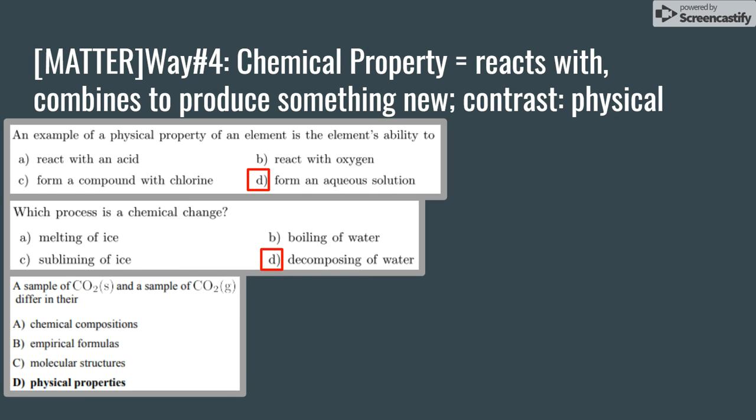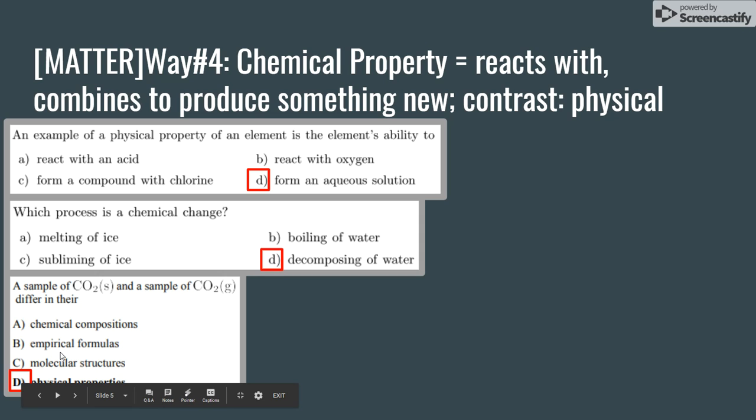Here we see a sample of carbon dioxide solid and a sample of carbon dioxide gas differ in their. So again, think about what the correct answer is and see how it deals with this idea. Okay, we know that the answer must be D, physical properties, because the chemical composition of carbon dioxide, whether it's a solid or a gas, never actually changes.